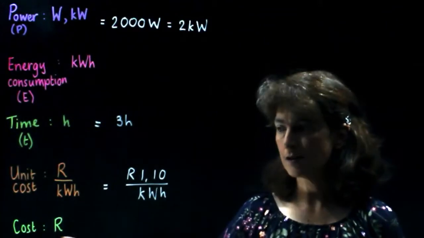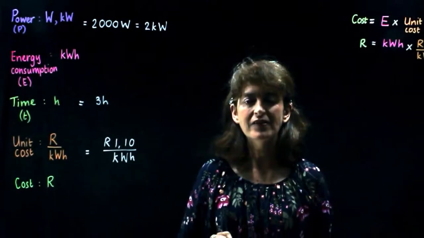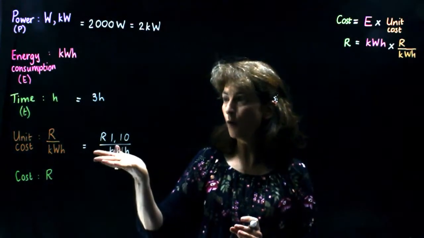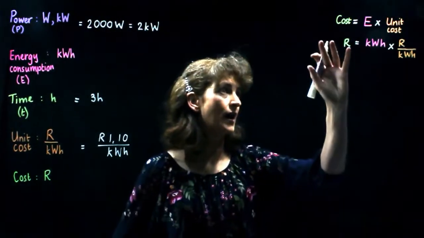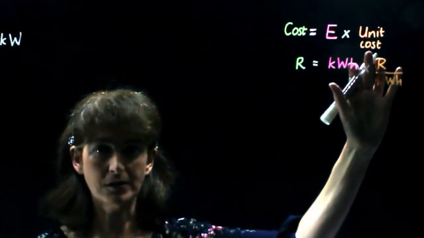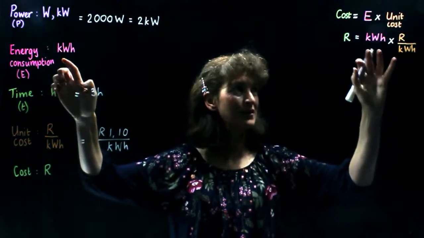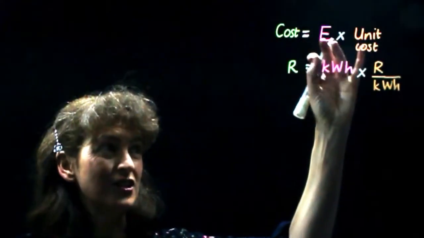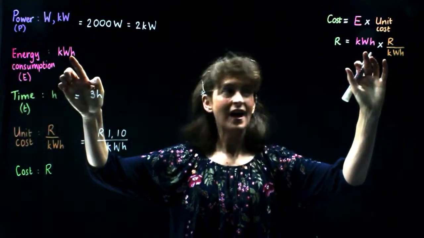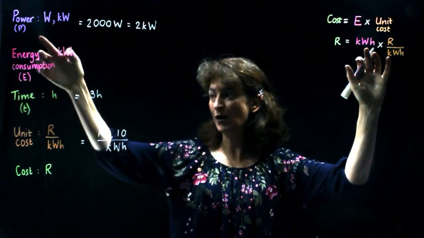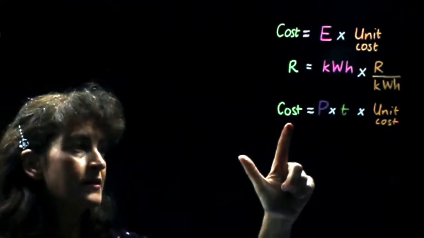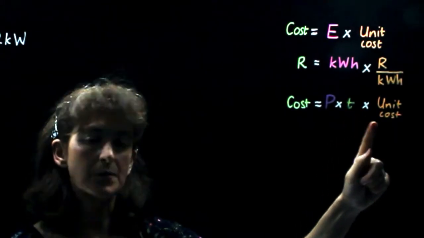Next, we identify what we asked. We asked the cost in rands. And then third, we need to identify a formula to help us to find this unknown from the given values. And here we have the formula. Cost is equal to energy consumption times unit cost. But now we don't actually have energy consumption, so we need to break down what energy consumption is. And we know that energy consumption is measured in kilowatt hours. And so it's very easy to see that that is power times time. So cost is equal to power times time times unit cost.